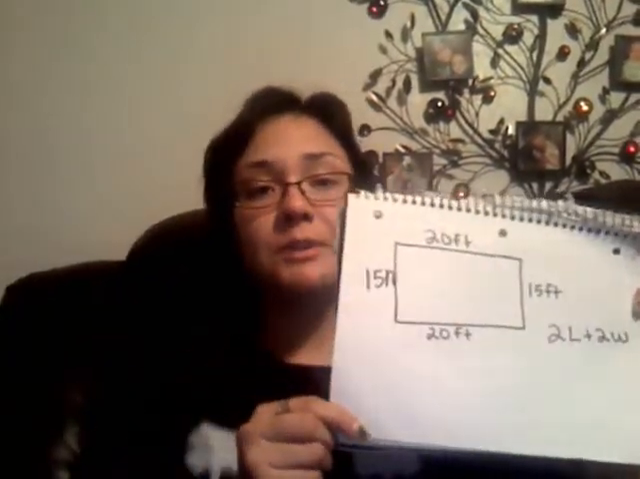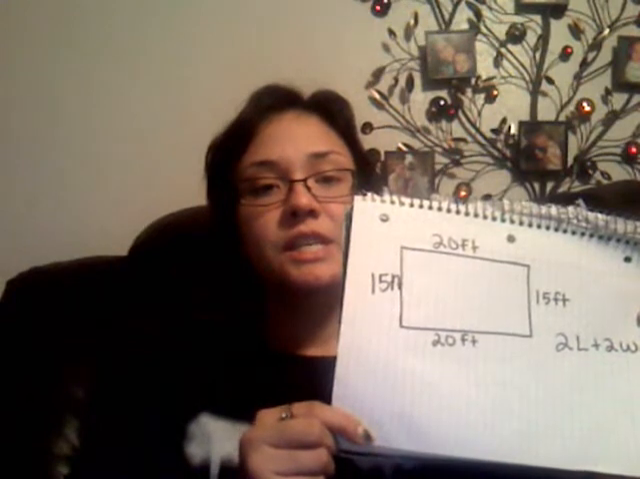So the example I'm going to use for perimeter, the problem reads, Mike wants to put up a fence around his backyard to keep the dogs from running away. The fence is 20 feet across and 15 feet long. So Mike will need to use the formula 2L plus 2W. And that's the formula for perimeter. L stands for length and W stands for width.